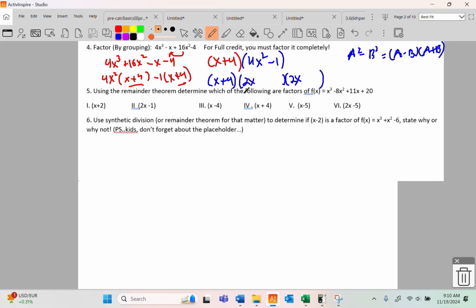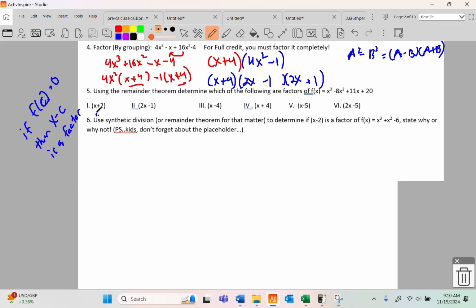2x squared gives me 2x all squared gives me 4x squared. 1 squared gives me the 1. There you go, complete factorization. Use the remainder theorem to determine which of the following are factors. So if f of a constant is 0, then x minus the constant is a factor.